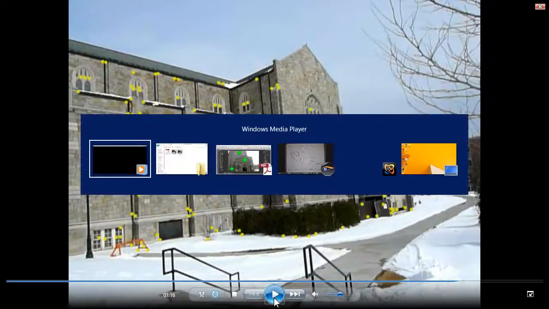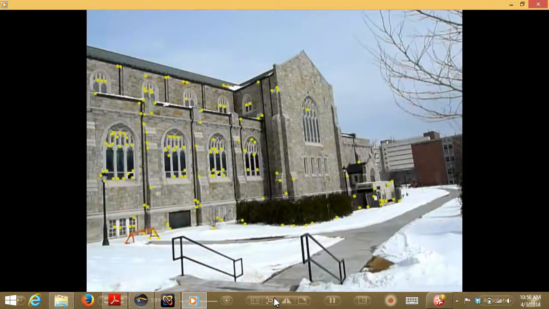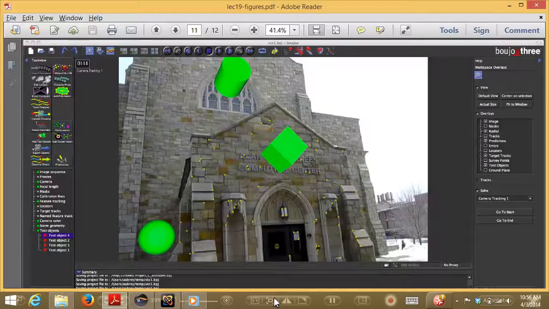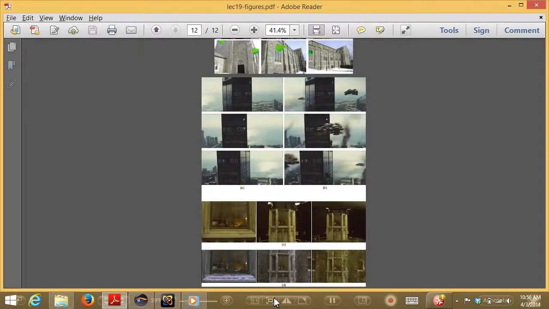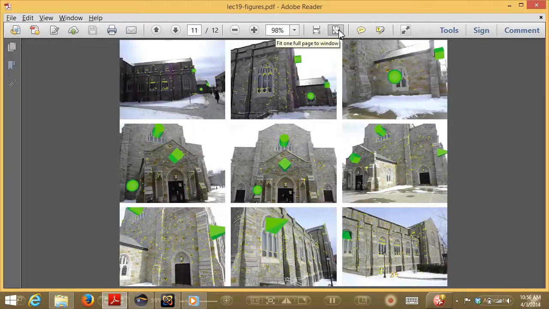Yeah, so that was my crude attempt at match moving with my own software. Right, so these are just some still images of the movie that you just saw, showing that these test objects are sticking to the building.